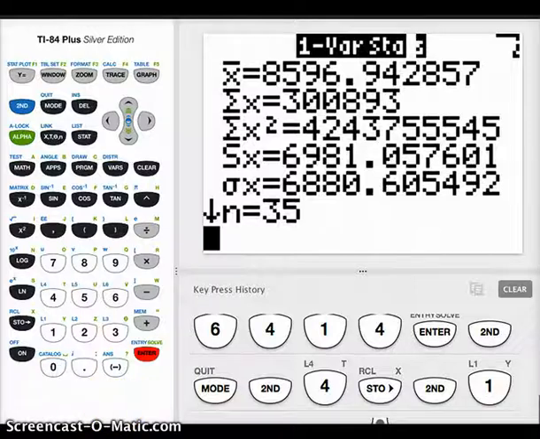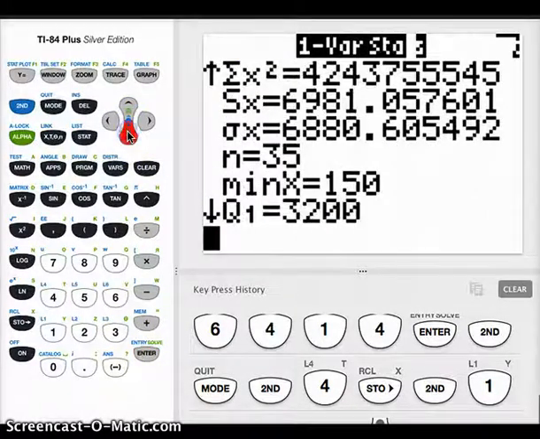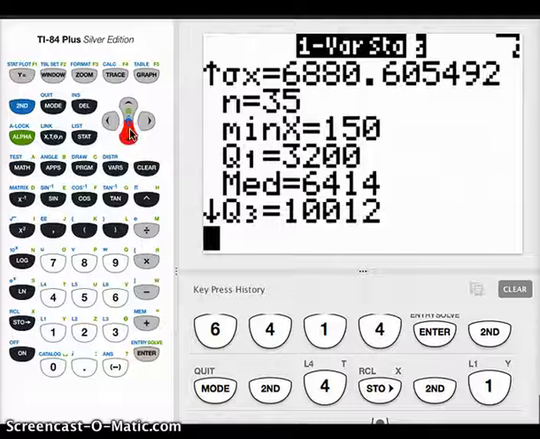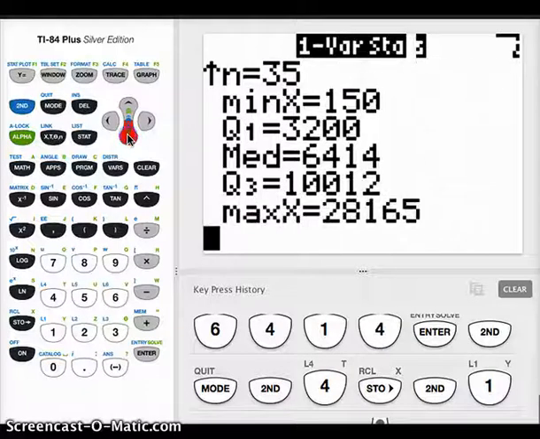So I hit one variable statistics, and notice this is my mean, 85.96. I'm scrolling down. There are 35 numbers in there. The minimum's 150. Q1 is 3,200. The median is 6414.